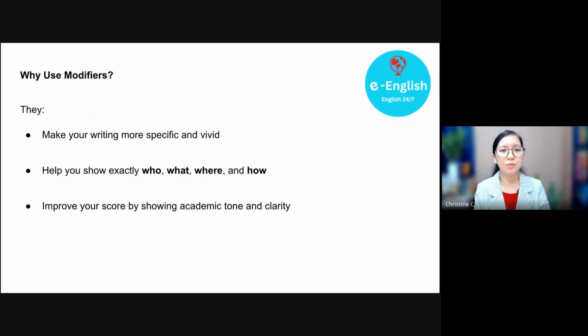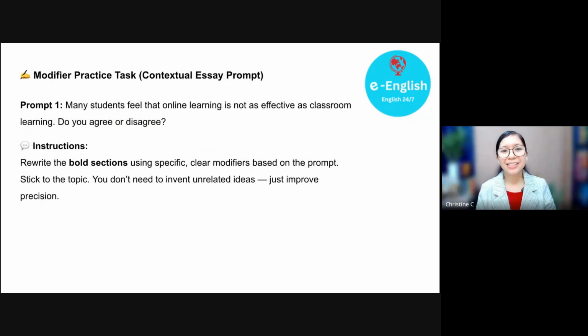Okay, why should we use modifiers? Apart from the fact that they make your writing more specific and vivid, they help you show exactly who, what, where, and how. Okay, and of course, it improves your score because you are showing an academic tone, you're showing clarity, you're showing a strong command of grammar and your writing skills, and you know how to specifically explain your ideas or even your opinions. Okay, so let's take a look at an exercise.